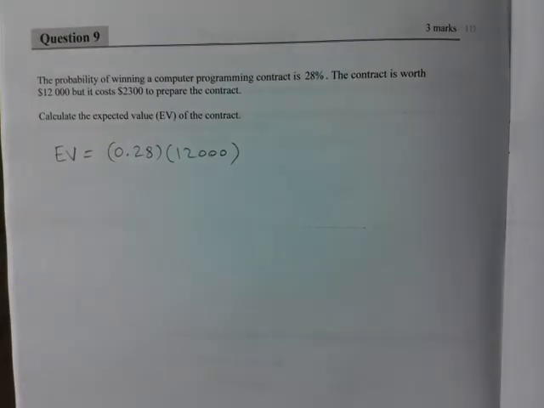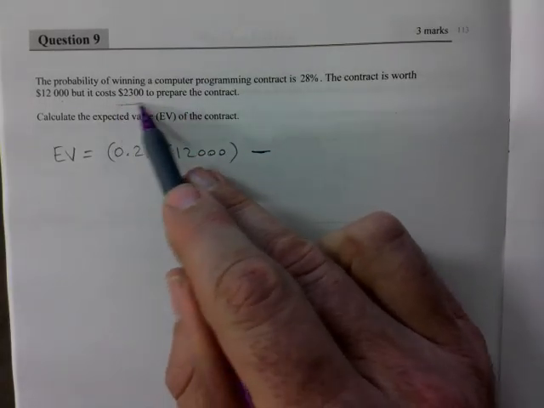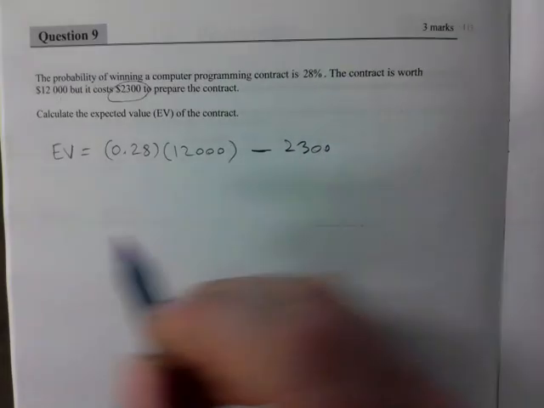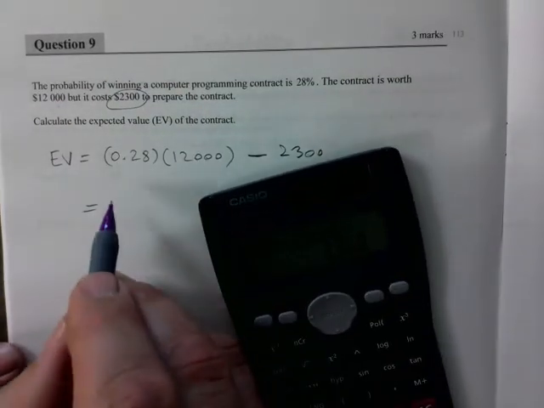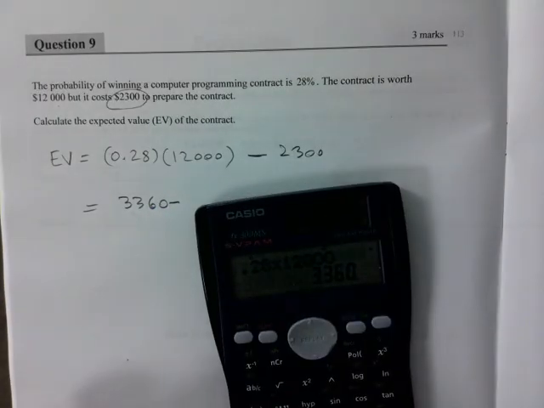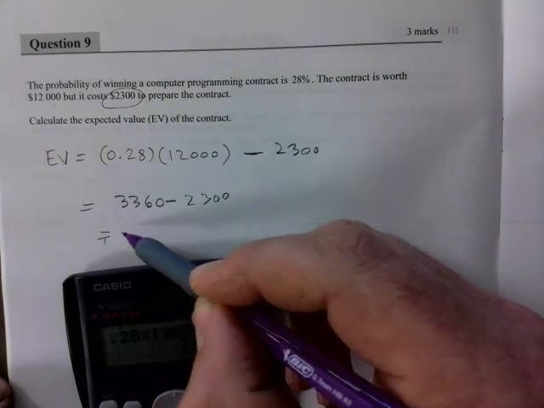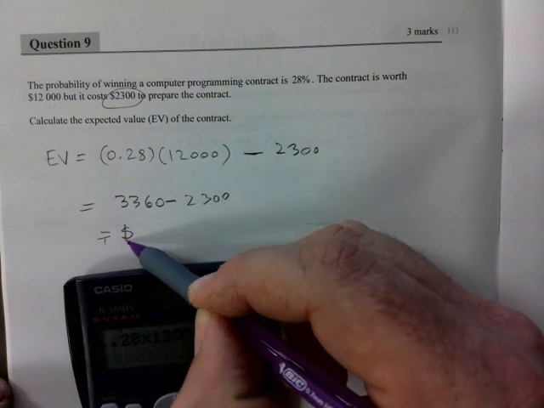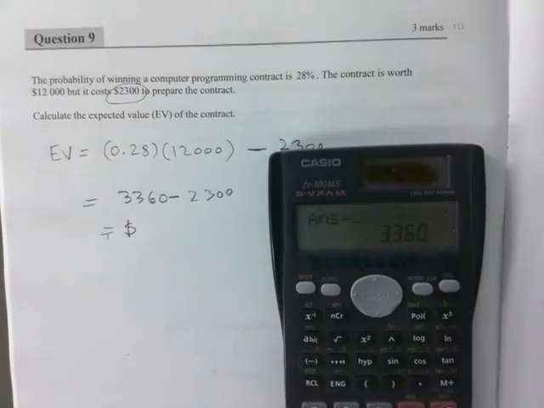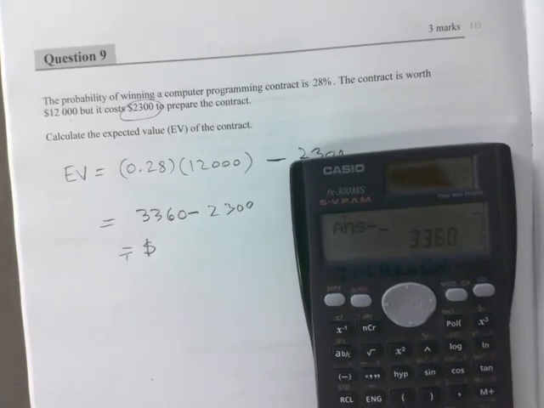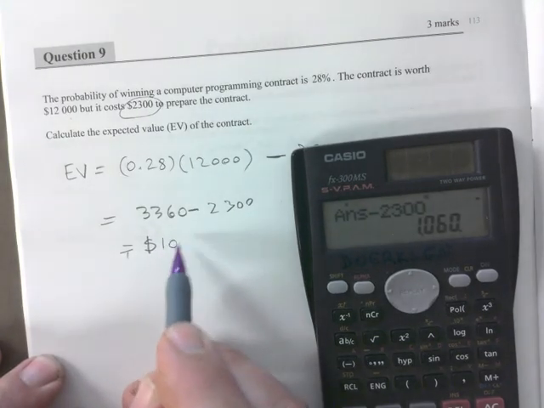So you go 0.28 times 12,000 minus, what are you going to subtract? 2,300. That's it. $3,360 minus 2,300. And now you're almost done, right? Dollar sign. You subtract. Can you see that? That's very... barely, right? 3,360 minus 2,300. That's 1,060.